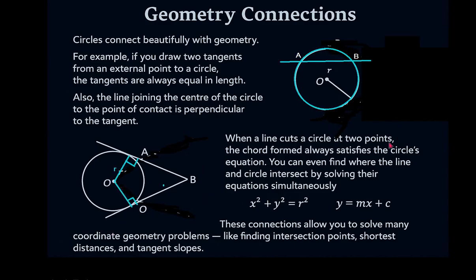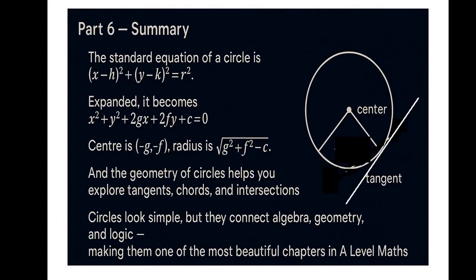When a line cuts a circle at 2 points, the chord points always satisfy the circle's equation. You can find where the line and circle intersect by solving their equations: x² + y² = r² and y = mx + c. Putting in the values, you can calculate. This allows you to solve many problems, finding intersection points or shortest distances.